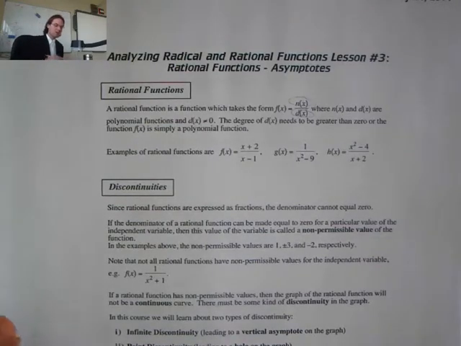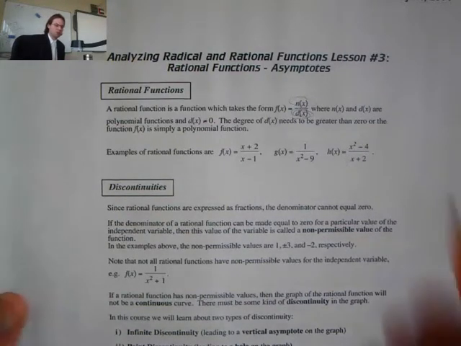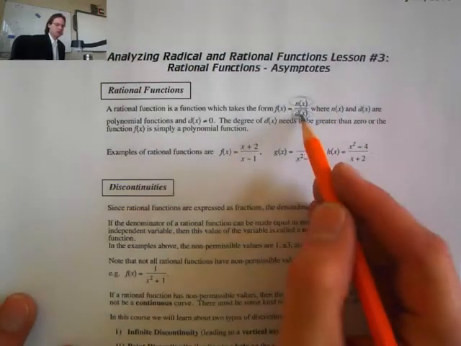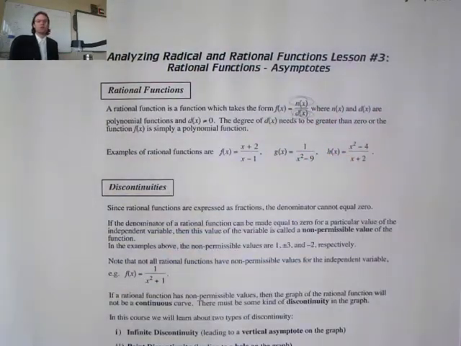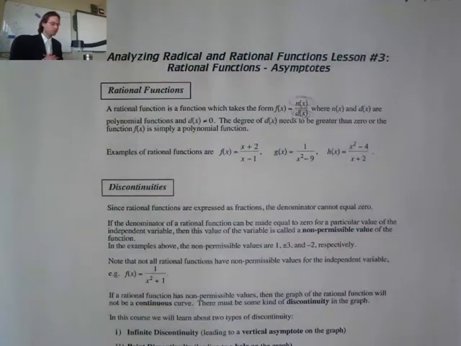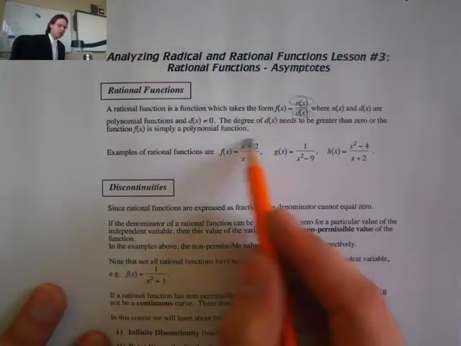All right? Now the key thing here is your denominator function cannot have a degree of 0, because anything to the power of 0 is 1. And if it is to the degree of 0, then it's most likely just a polynomial function. It's just our numerator function over 1, which is going to be a polynomial. So here are some examples of rational functions.